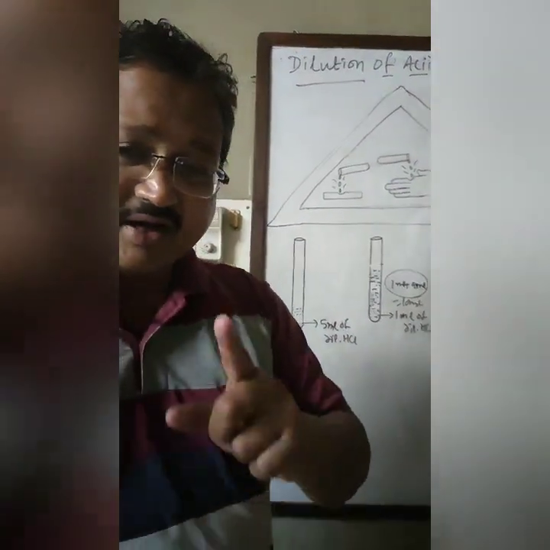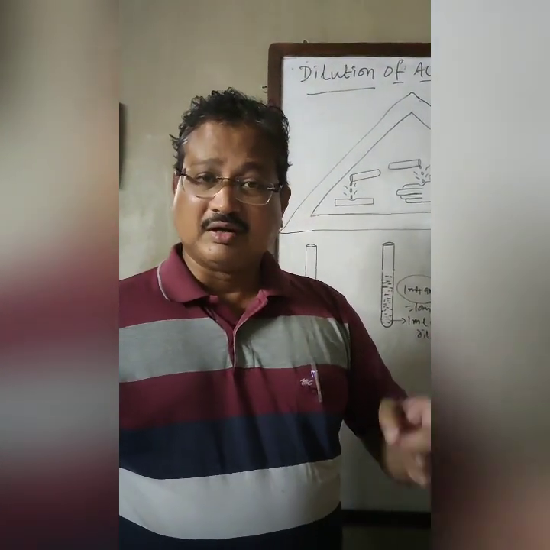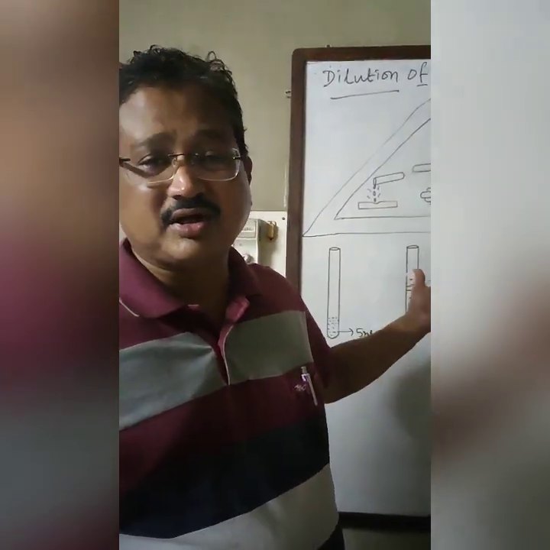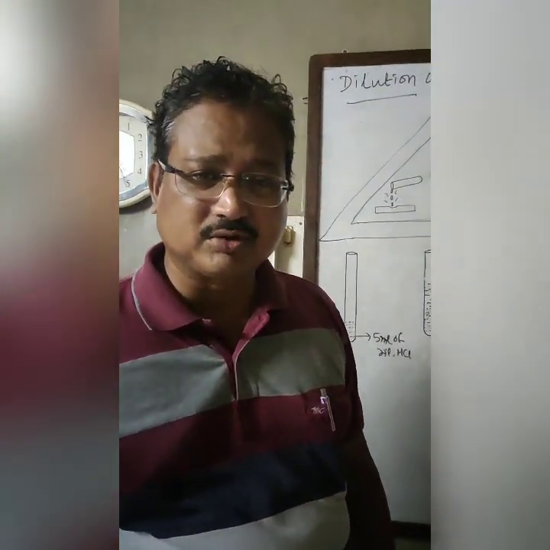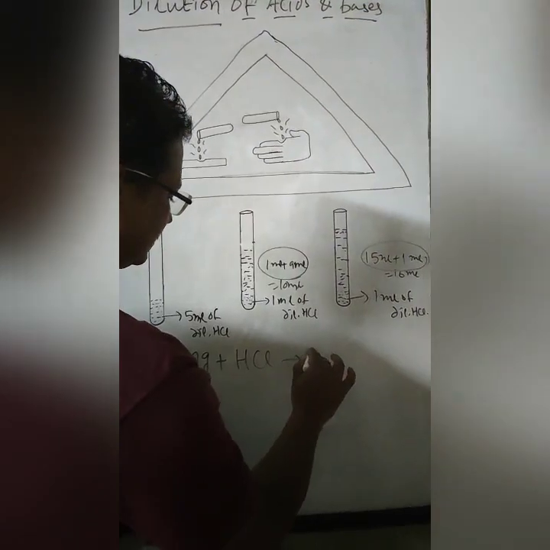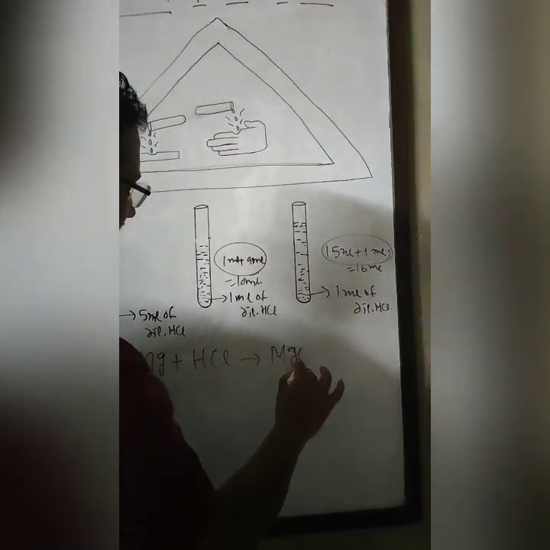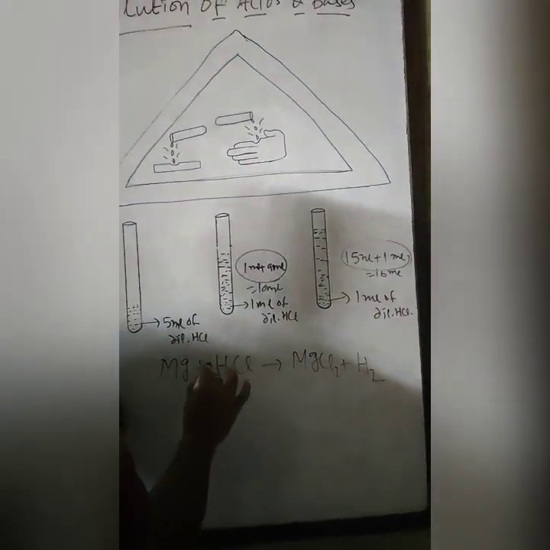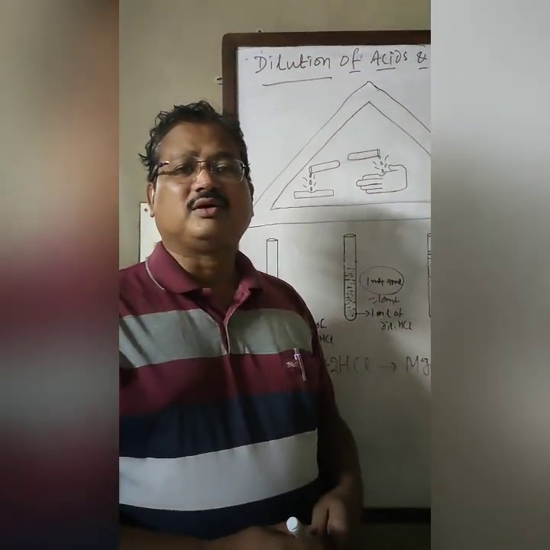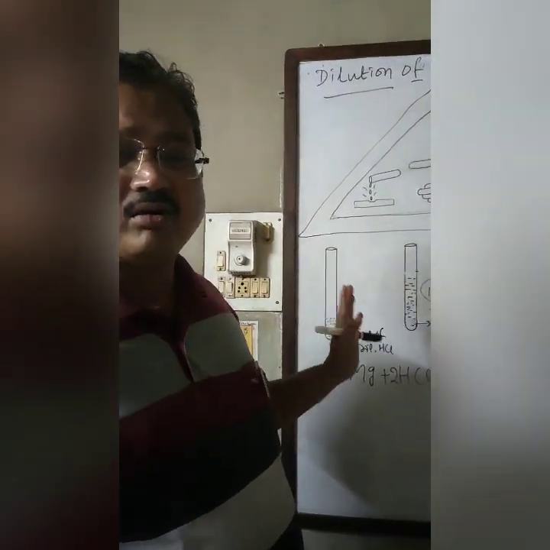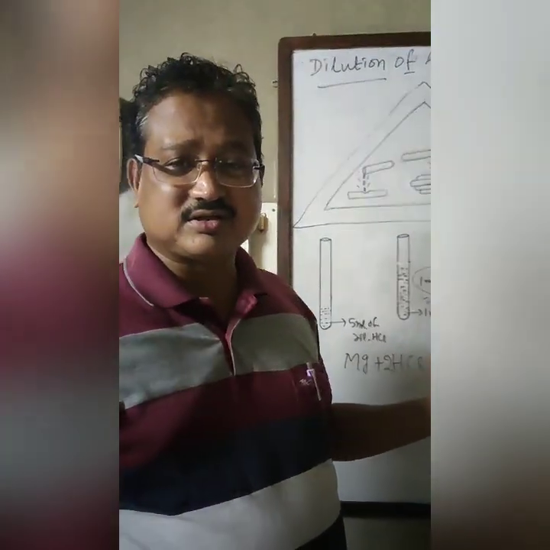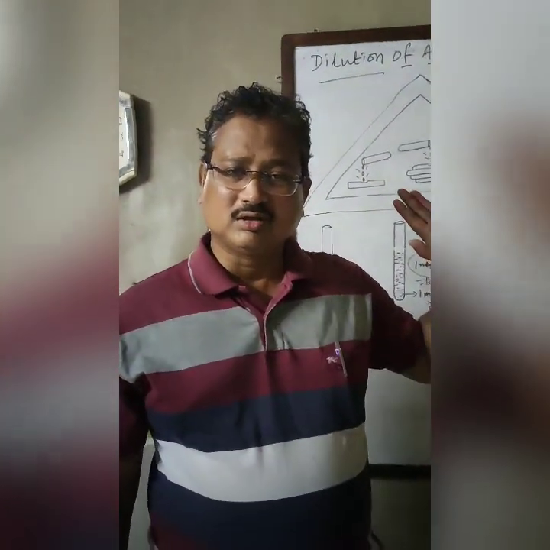That means the rate of evolution of hydrogen depends upon the concentration of H plus ion. Greater the concentration, greater will be the evolution. So the reaction in all these cases will be: magnesium plus HCl gives magnesium chloride plus hydrogen. Hydrogen gas evolves in all these three cases, but the rate of evolution depends on the concentration of H plus ion. So greater the concentration, greater will be the evolution of the gas.